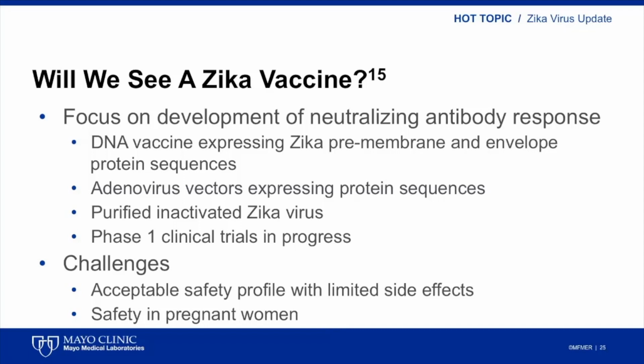Towards that end, approaches based on development of a DNA vaccine expressing Zika premembrane and envelope protein sequences, an adenovirus vector using those same protein sequences, or an inactivated purified Zika virus are being actively investigated. All of these approaches have resulted in phase 1 clinical trials in order to prove vaccine safety and immunogenicity. If efficacy is demonstrated, additional trials will continue. The major challenge with Zika vaccine development will be a formulation that is sufficiently immunogenic, has acceptable side effects after administration, and is effective and safe for use in pregnant women.